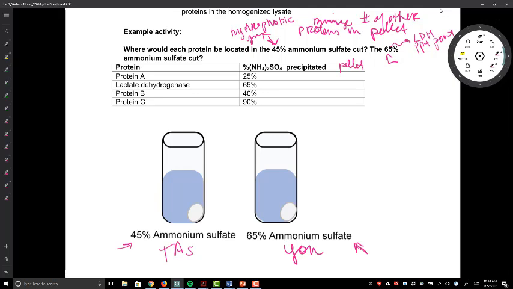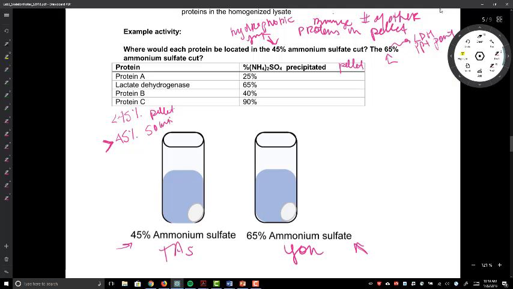Okay, so for a 45% ammonium sulfate cut, if we look at our table here, any proteins that precipitate at less than 45% are going to be in the pellet. Any proteins that are greater than 45% are going to be in the solution.